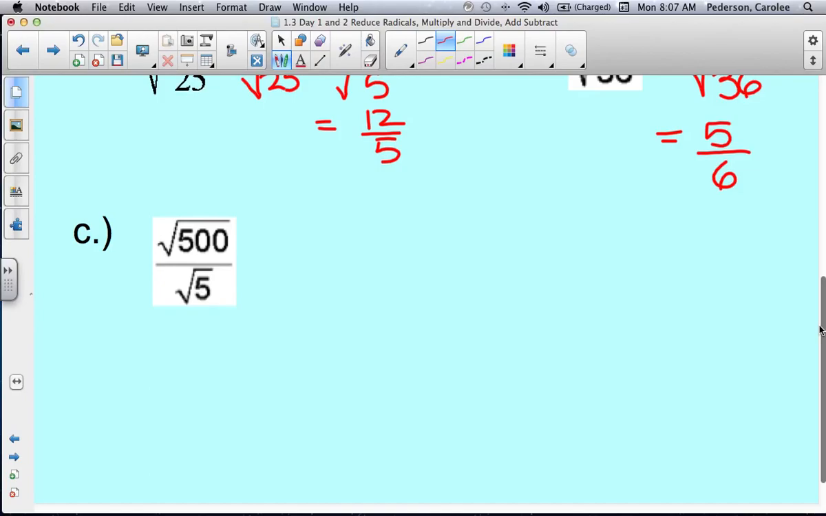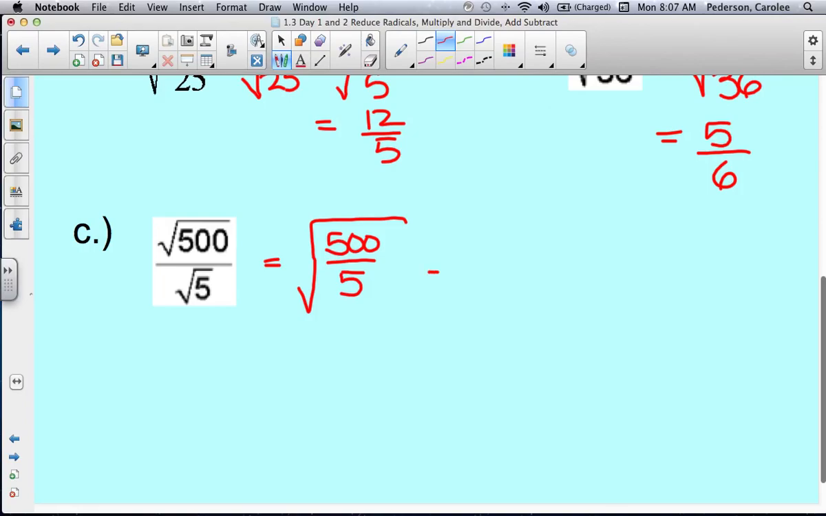All right, this example is a little different. Now we have two separate radicals. Sometimes it's better to put them back together into one radical. So let's see what happens. We have 500 over 5. Can you reduce 500 over 5? Yes. So just go ahead and divide 500 by 5.